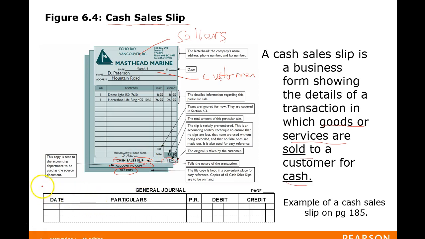So what I'd like you to do is pause me right now and try to write the journal entry that would go with this transaction for a cash sales slip.